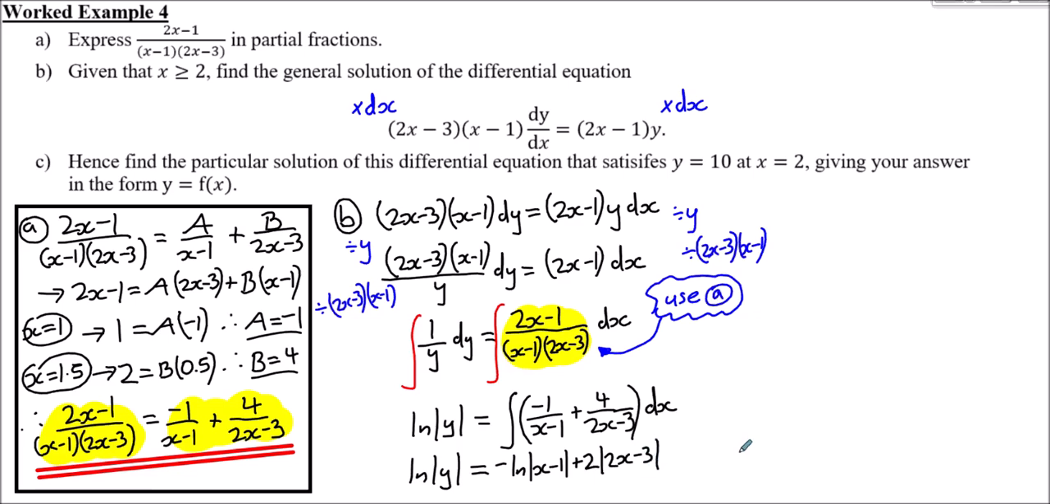And now I need a constant of integration. But to keep it consistent in terms of what I have here, instead of writing c for the constant of integration, I'm going to choose to do my constant as ln of k. Because by doing it this way, I can combine all of this into a single logarithm, which is what I'm going to do now as the next step.